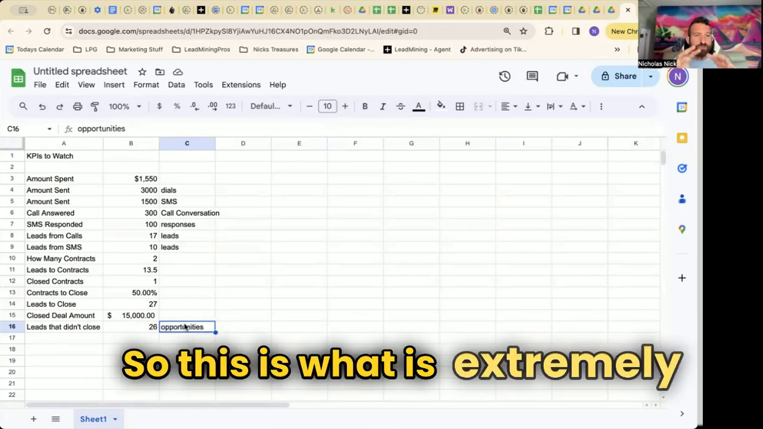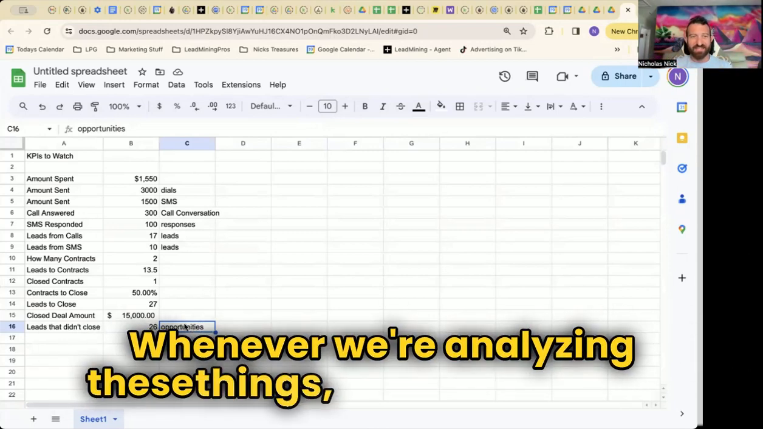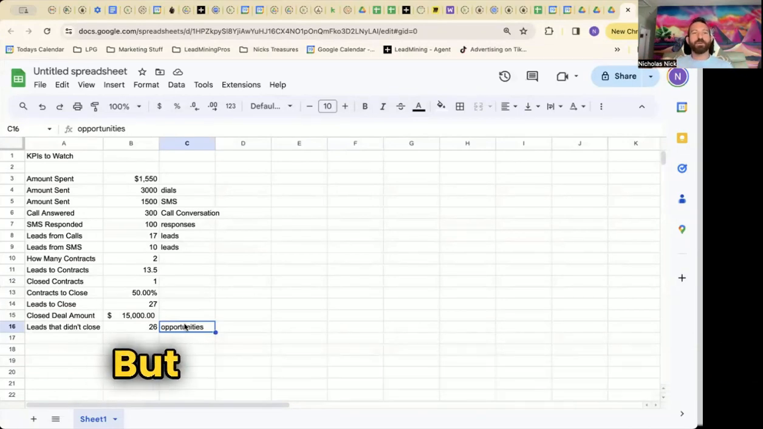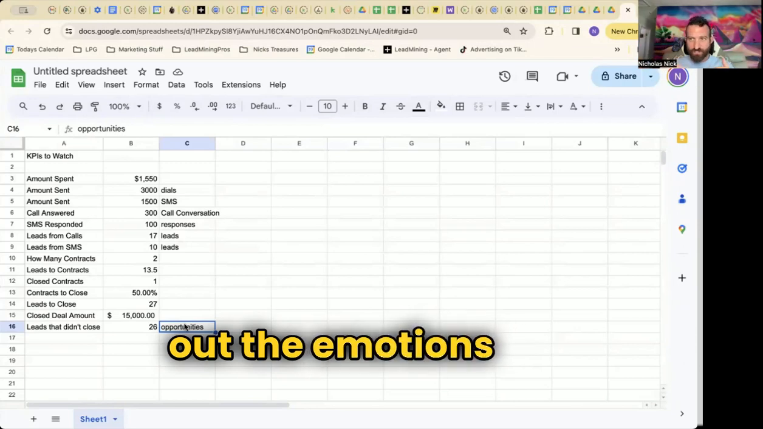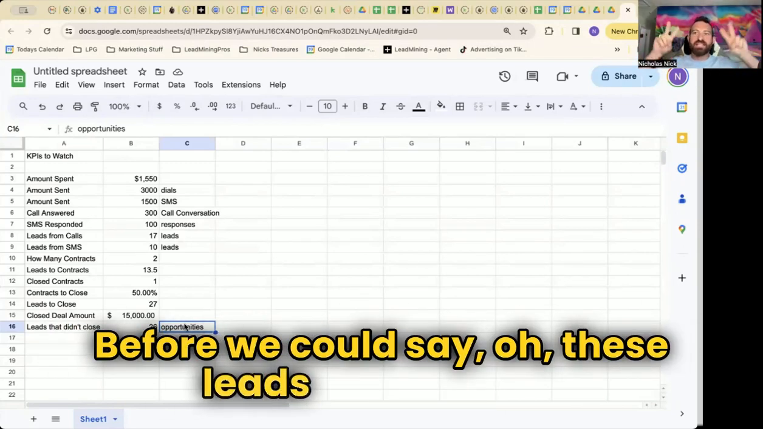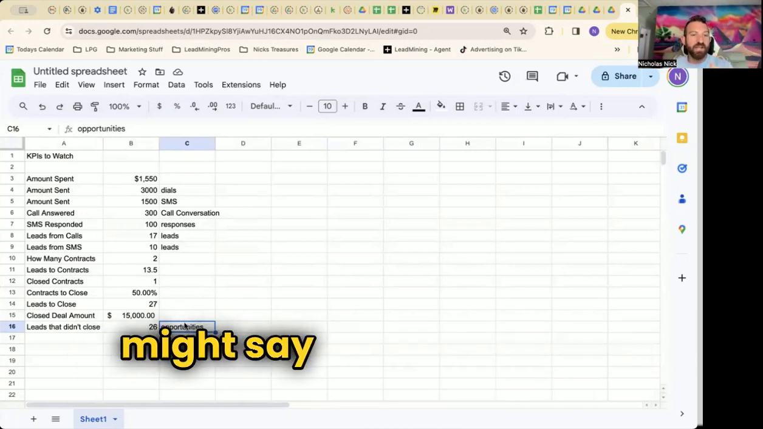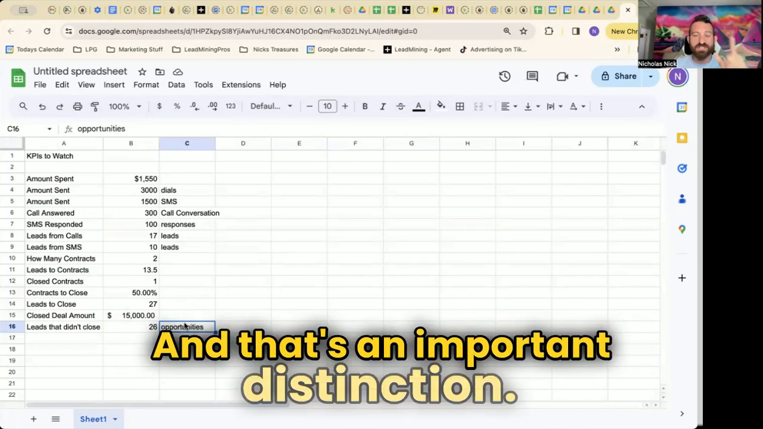This is extremely important for us to look at whenever we're analyzing these things. It's important not to just say, oh, it was a lead gen and this is what happened, but tracking our KPIs takes the emotions out of everything. Before, we could say, oh, these leads suck. Now that we've done this, we might say our systems and processes suck. And that's an important distinction.